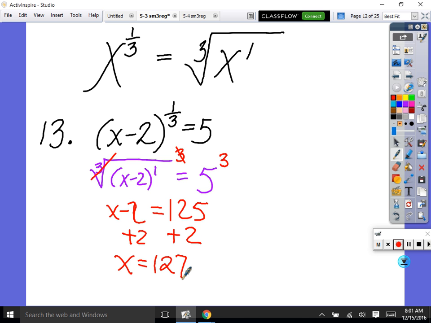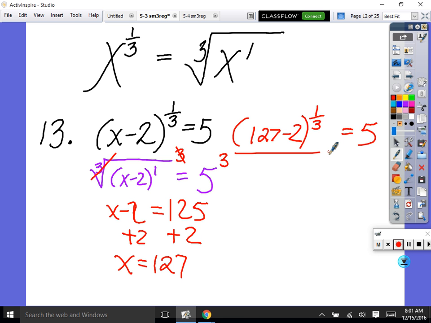And now we'll check it. You can plug it in. Let me show you exactly how you can plug it in. Go back to the original. You'll type it in like this. So we're doing 127 minus 2 to the 1/3 power. Does that equal 5? So you can literally just type that exact thing into your calculator. Like, just type it in.